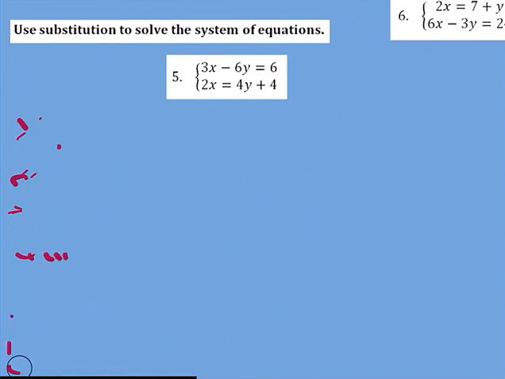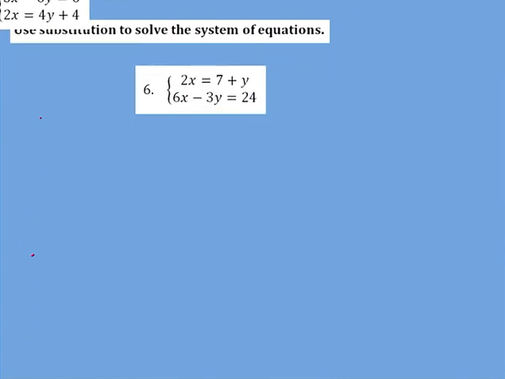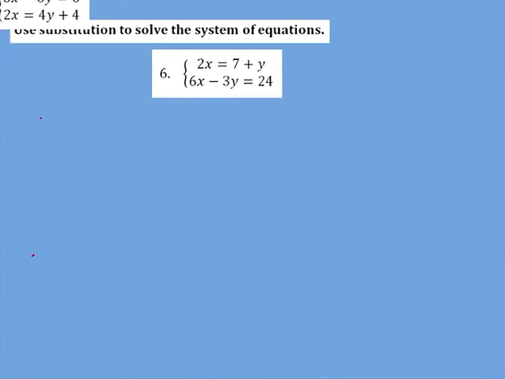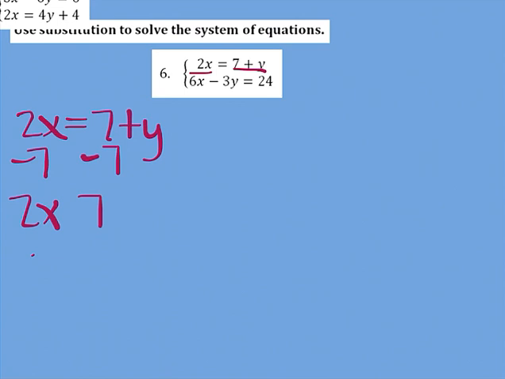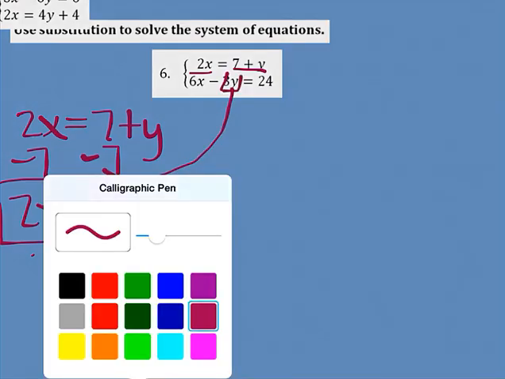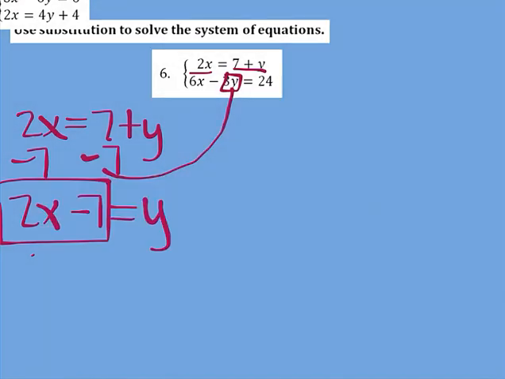Now let's take a look at number 6. I think a lot of students look at this and immediately want to divide both sides by 2 here, but again, that's going to give you a fraction. So I am going to solve for a variable, but this time I'm going to solve for y. I'm going to subtract 7 from both sides. So I get 2x minus 7 is equal to y. Now I know that 2x minus 7 is equal to y. I see y up there, so I can go ahead and plug that in.